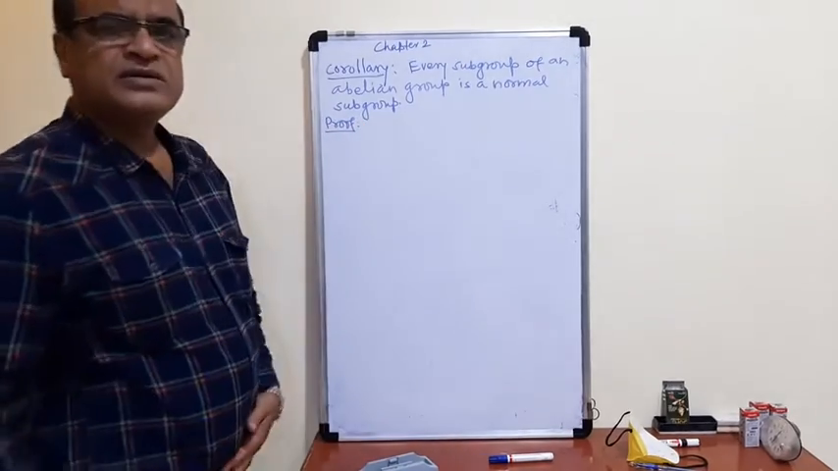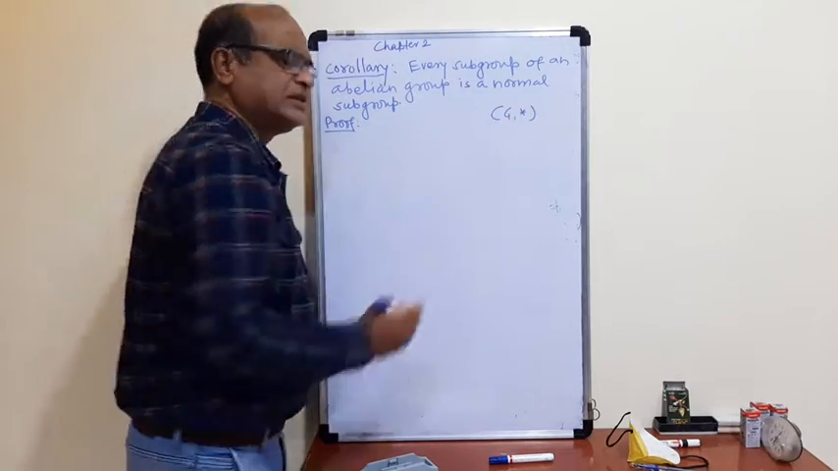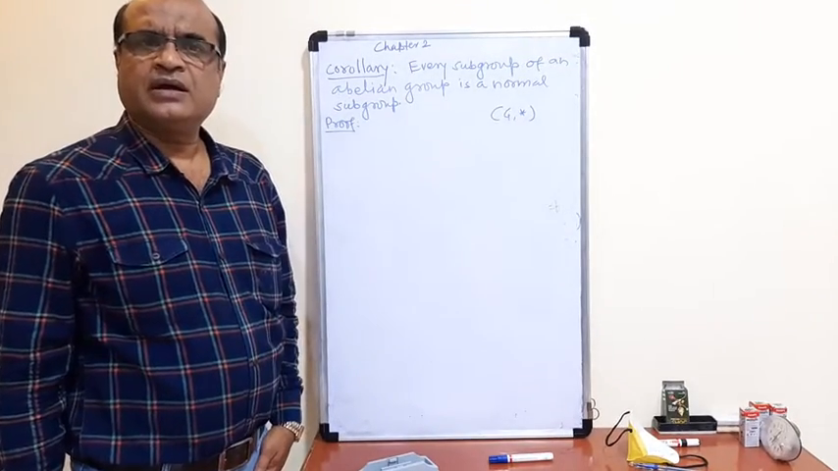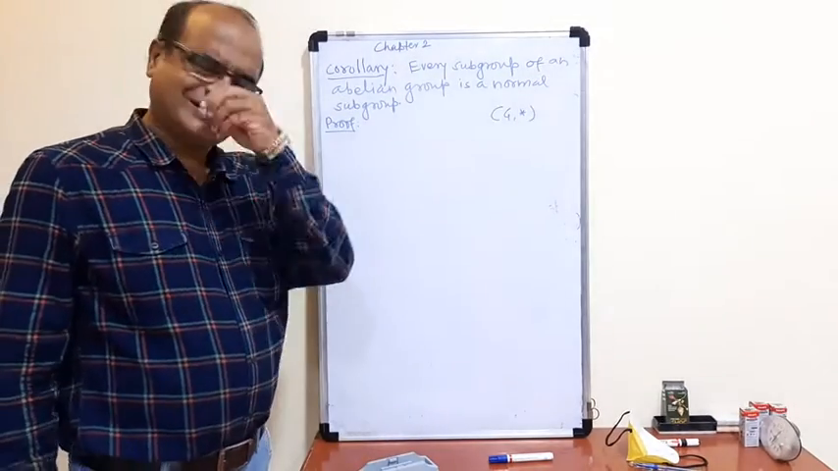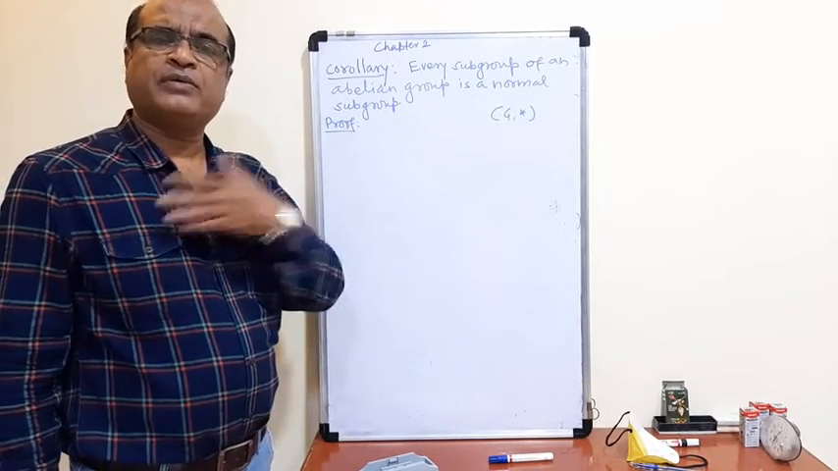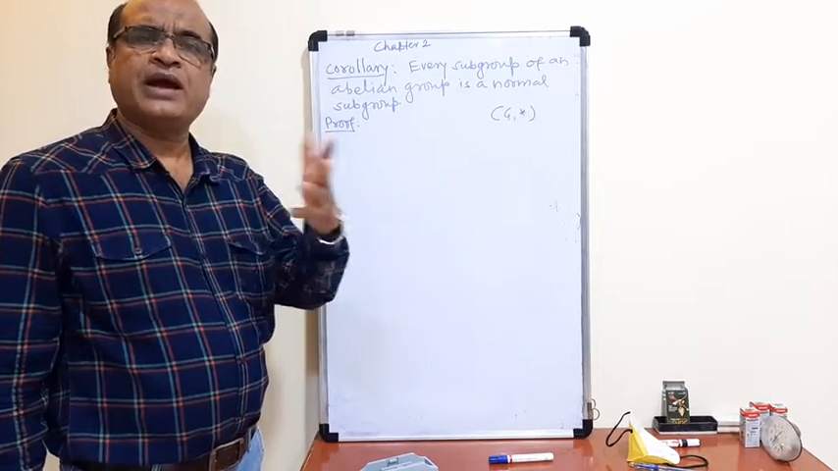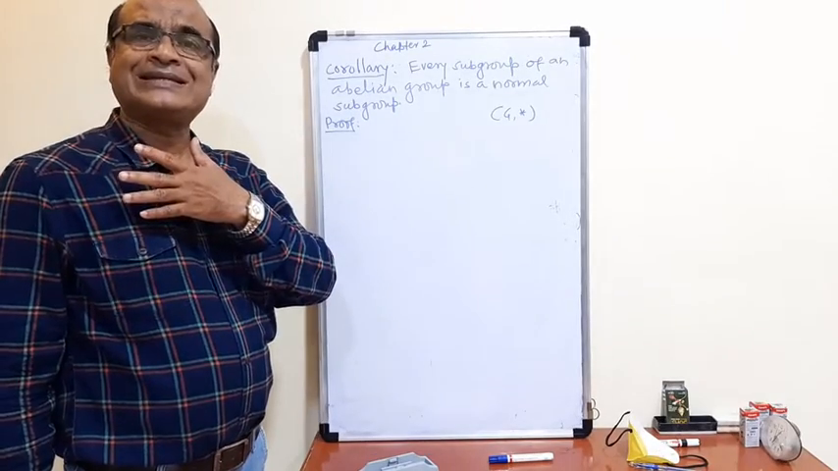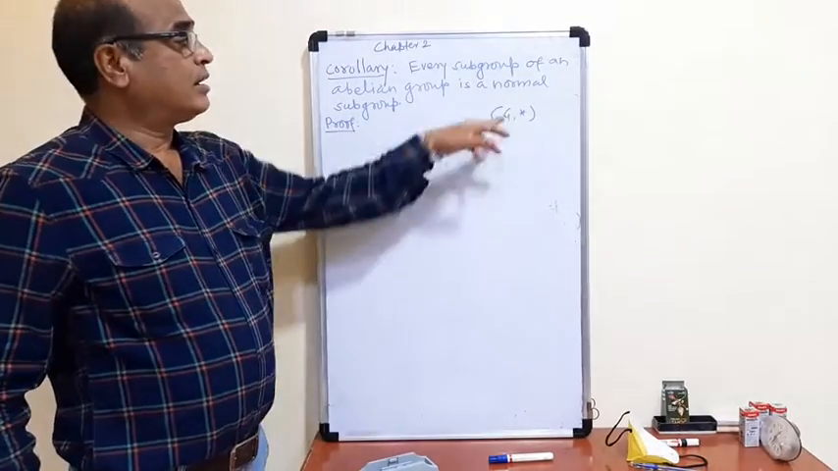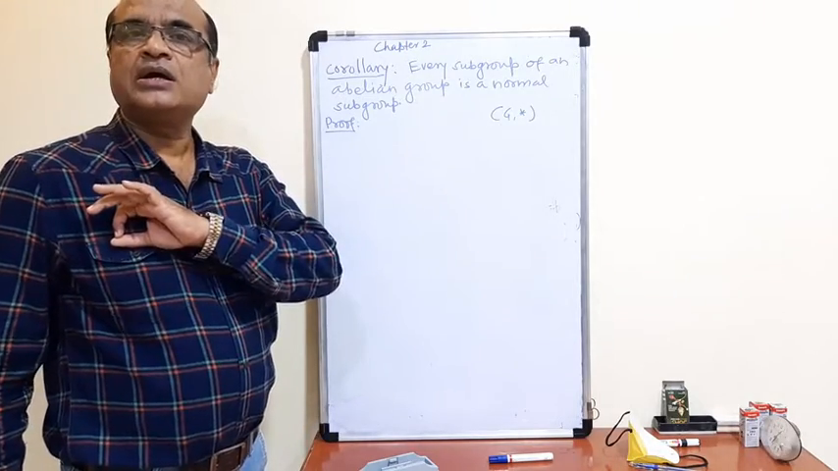So what is an abelian group? Consider (G, *), where G is a non-empty set and * is a binary operation. Then G is called a group if it satisfies the axioms: property 1, the closure property; second, associativity; third, existence of identity; and fourth, existence of inverse. Then the algebraic structure (G, *) is called a group.